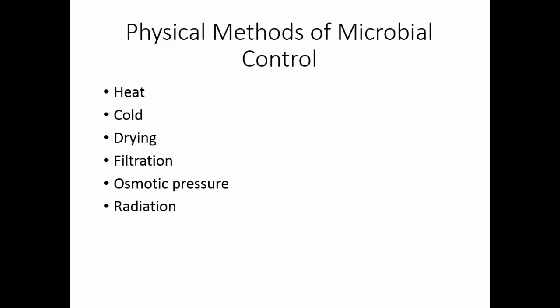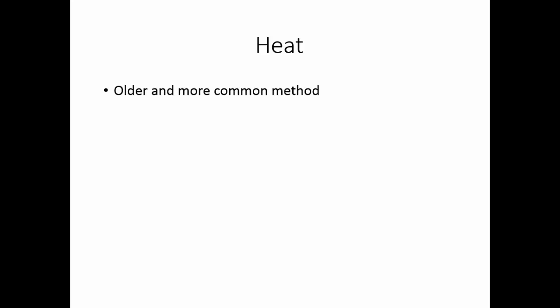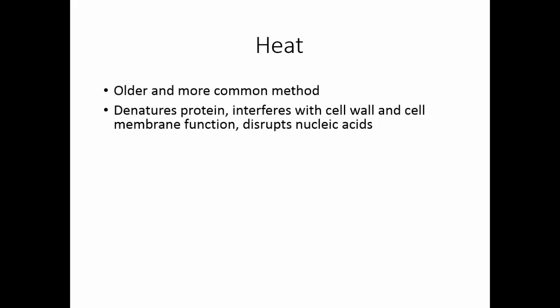We can control microorganisms either using physical means or chemical means. We'll look at physical means first. These will be heat, cold, drying, filtration, osmotic pressure, and radiation. Heat is an older and more common method for controlling microbial growth. Heat will denature proteins, it interferes with the cell wall and cell membrane function, and it can disrupt nucleic acids.